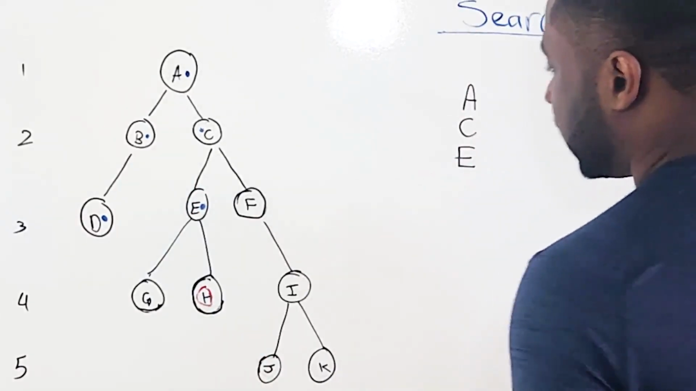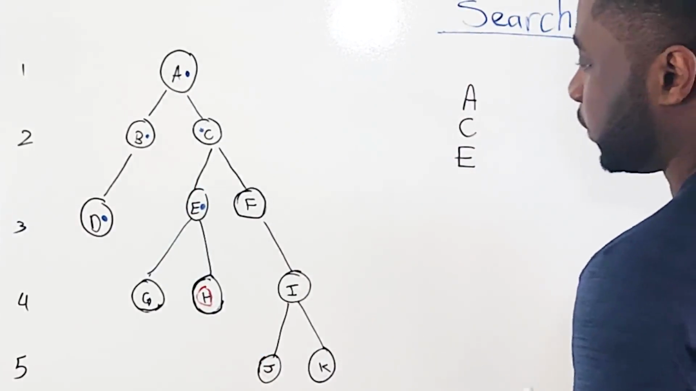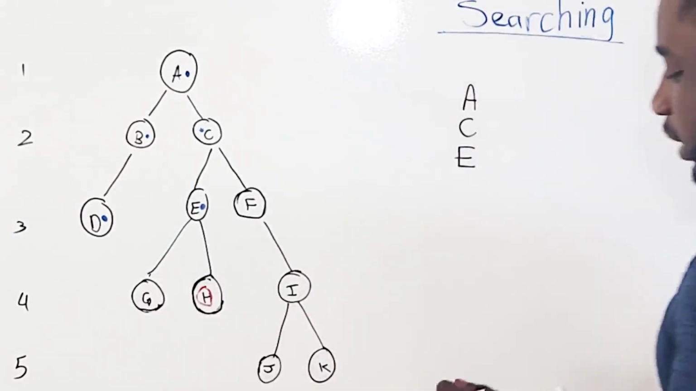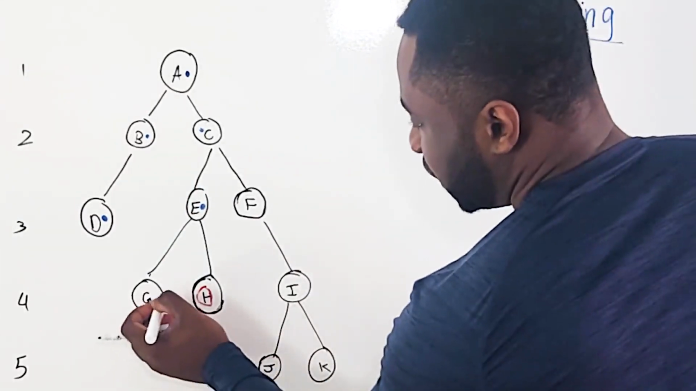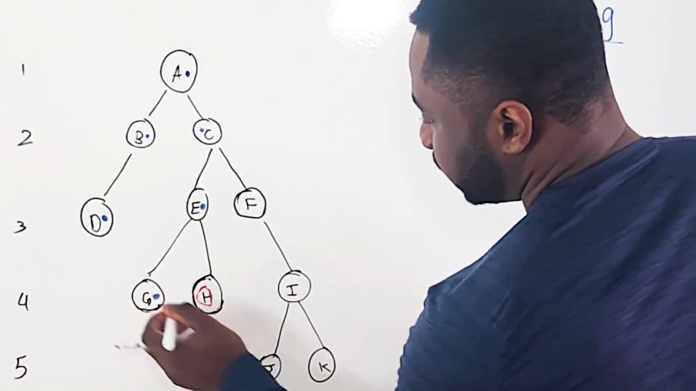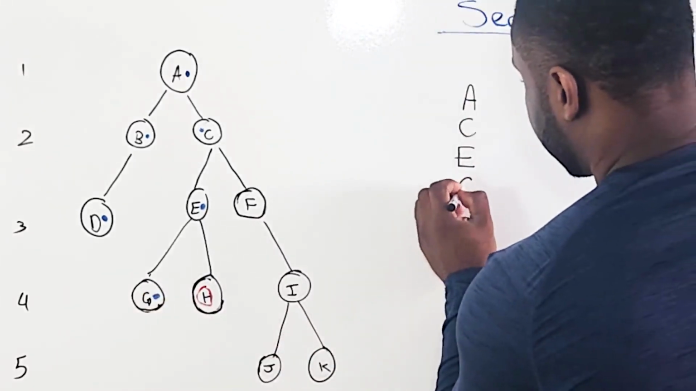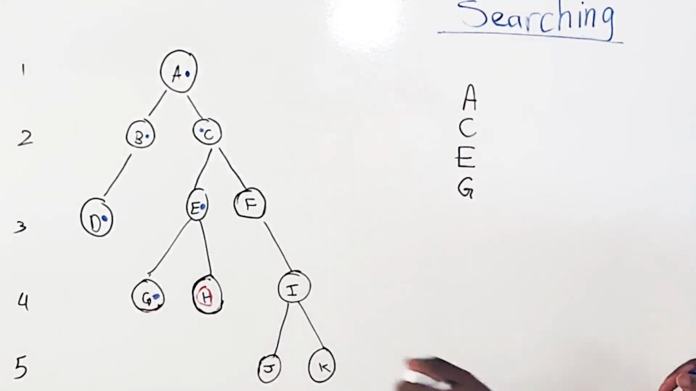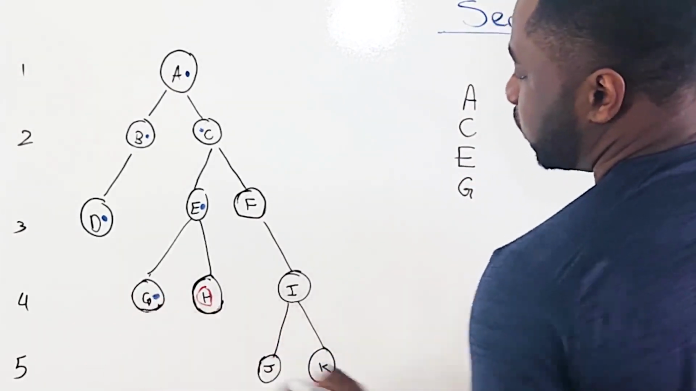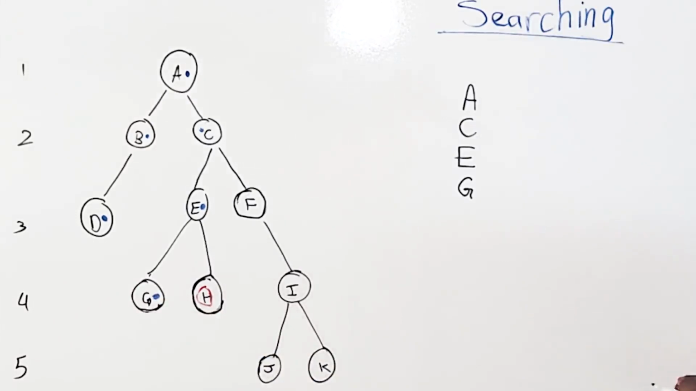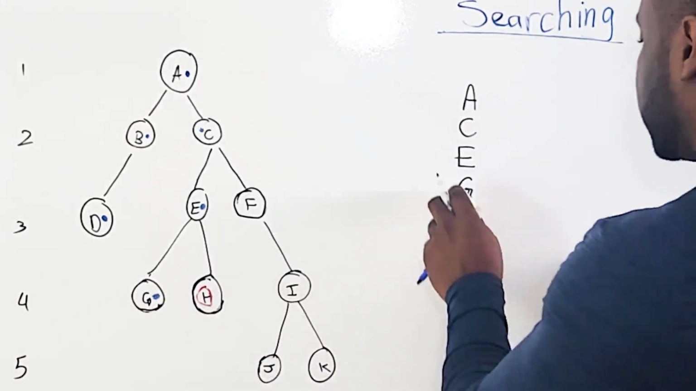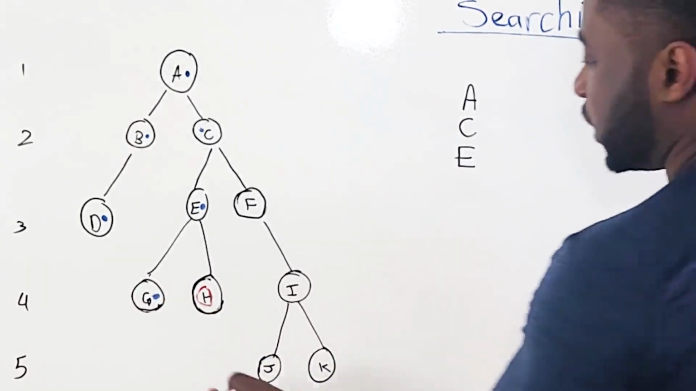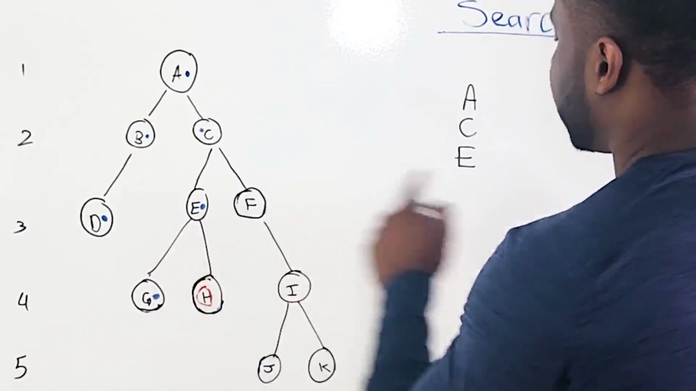And since we're at E, we're going to check the connections to E. The first connection to E is this G over here. So we'll put G on our stack. And now we're checking the connections to G. There are no more connections over here to G. So we're going to just remove G off our stack. And now that G is off our stack, we're back to E.